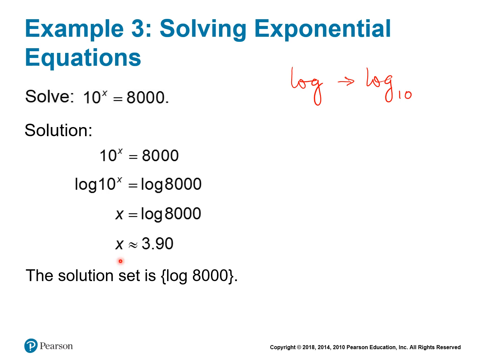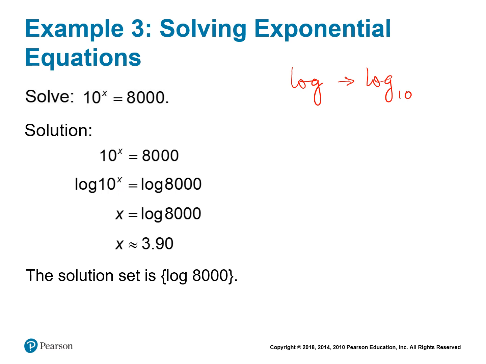So here they have given us the solution 10 to the power x equals 8,000. In the next step, they have taken the log of both sides. Again, this is an equation. Whatever you do on one side, you have to do exactly the same thing on the other side. So log of 10 to the power x equals log of 8,000. And then in the next step, they have x equals log of 8,000. Now, how did they get this x from log of 10 to the power x? This is what they did.